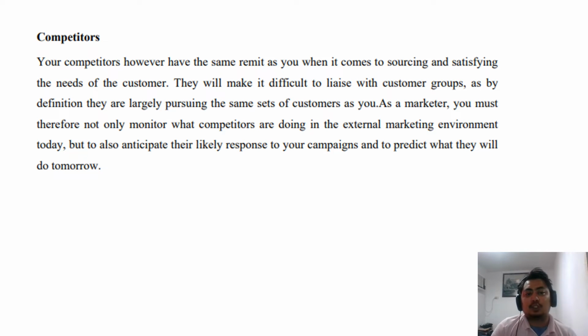Next one is competitors. Your competitors, however, have the same limit as you when it comes to sourcing and satisfying the needs of the customer. You have determined your business and location. What is my business? Food, I will set up a food stall. Who are my customers in relation to the microenvironment? What are my customers?